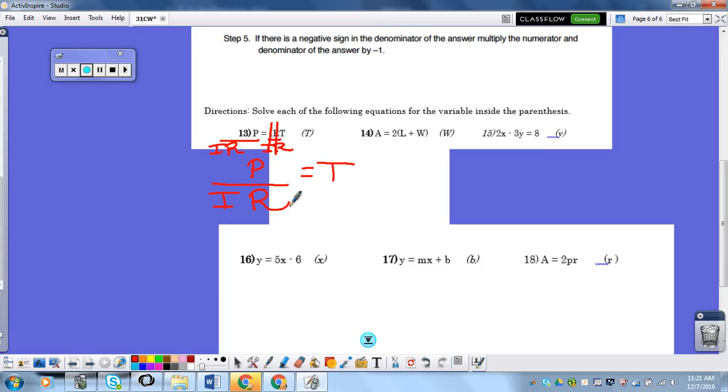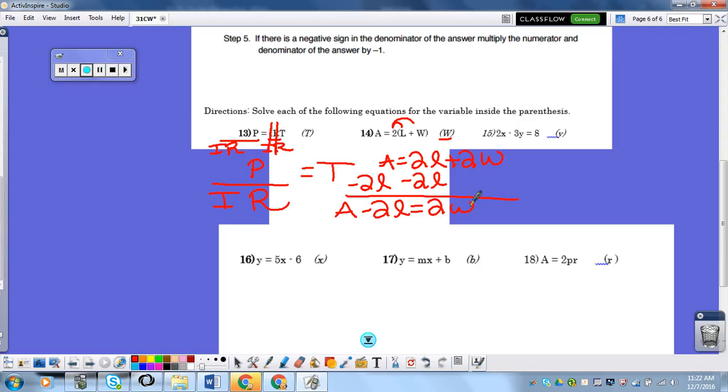Number 14 says we want to get w by itself, because that's what's in parentheses. So what you can do first is distribute the 2. Actually, just distribute the 2 to the L and also to the W. So A is equal to 2L plus 2W. Now your main goal is to get your W by itself. So you're going to add or subtract. It's positive, so we're going to subtract 2L on both sides. So A minus 2L is equal to 2W.